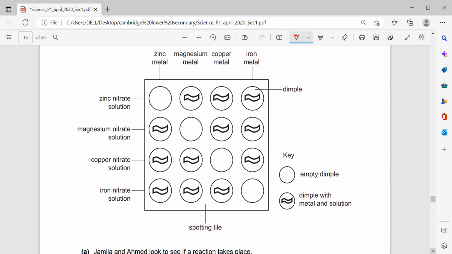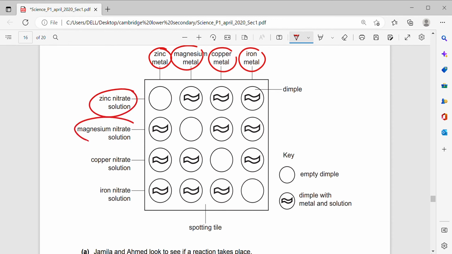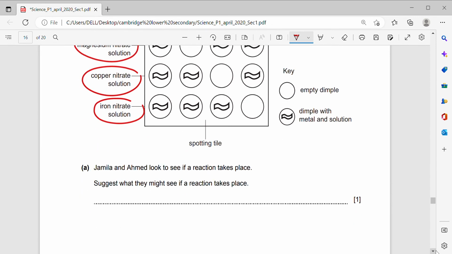So in the experiment I have zinc metal, magnesium, copper, iron, and I have the solutions: zinc nitrate, magnesium nitrate, copper nitrate and iron nitrate solution. Jamila and Ahmed looked to see if a reaction takes place. Suggest what they might see if a reaction takes place. Remember in the chemical reactions topic we have evidences of a chemical reaction, which make me say a reaction is happening or happened. What do you observe?